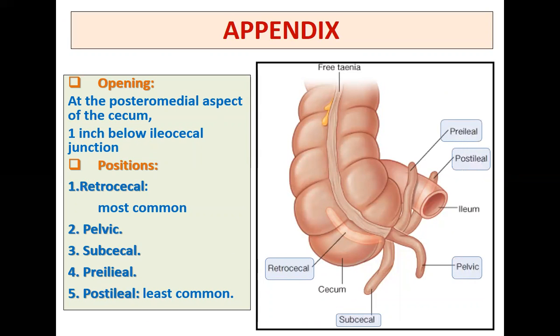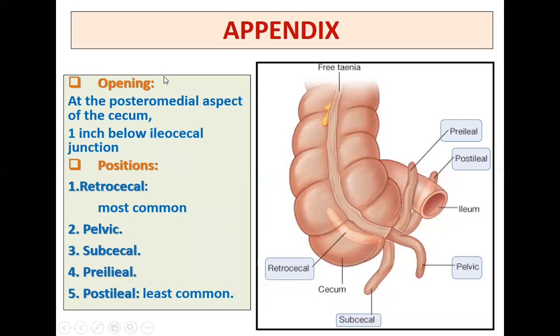Now, some features of the appendix. As I said, this is a very notorious structure. It keeps on moving because of the large peritoneal fold within which is the mesoappendix. So you should know some of the features, and it is also prone to infection. We'll study some of the important features of this.